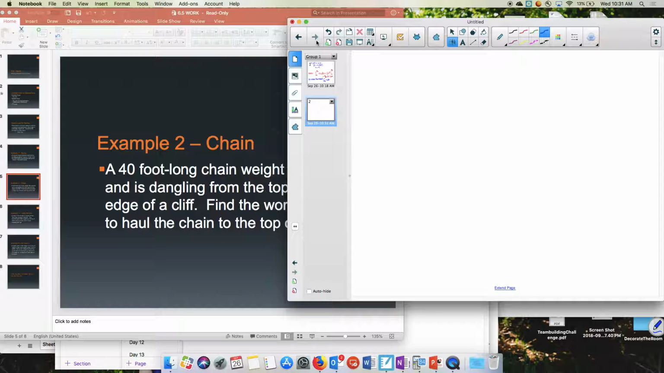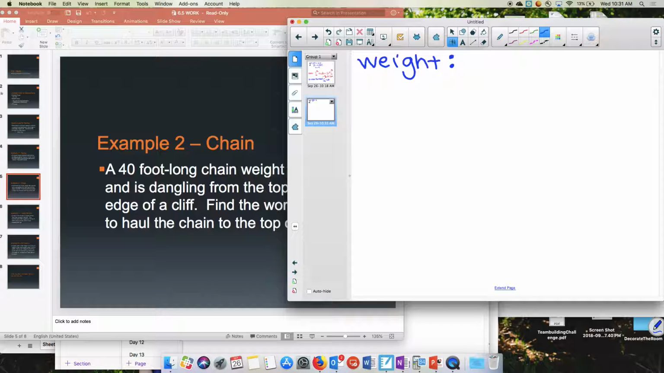So let's talk about the weight of our chain. I know that our chain weighs 80 pounds, and I know that our chain is 40 feet long. But if I am pulling it up, I don't care that it's 80 pounds.